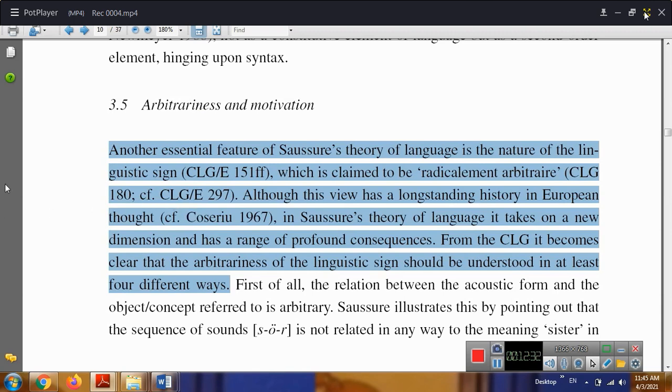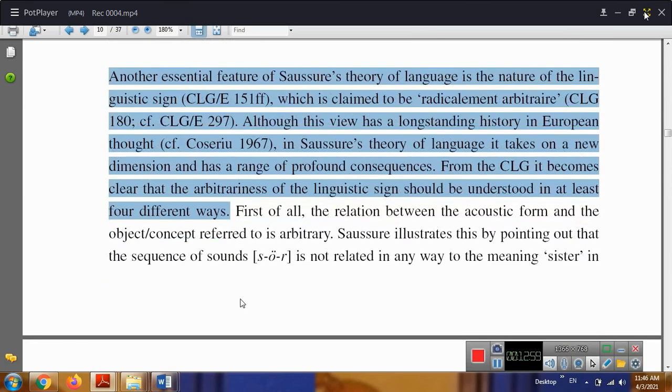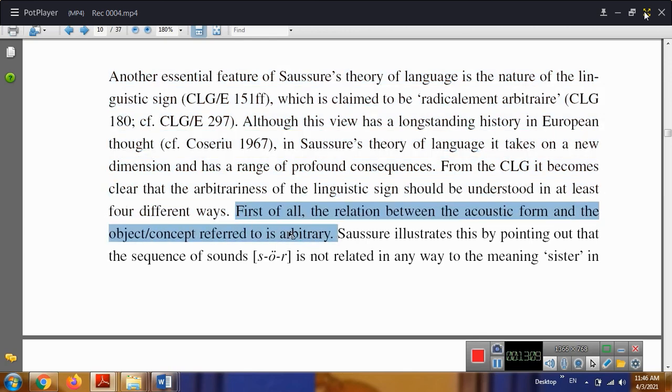Okay, here we have another concept of Saussure, arbitrariness and motivation. We know that signs are created by convention, and the relation between the signs and the nature of signs is arbitrary. Here we told you that from the CLG it becomes clear that the arbitrariness of linguistic signs should be understood in at least 4 different ways. We can get this arbitrariness of the sign through these 4 different ways. First of all, the relation between the acoustic form and the object or concept referred to is arbitrary.